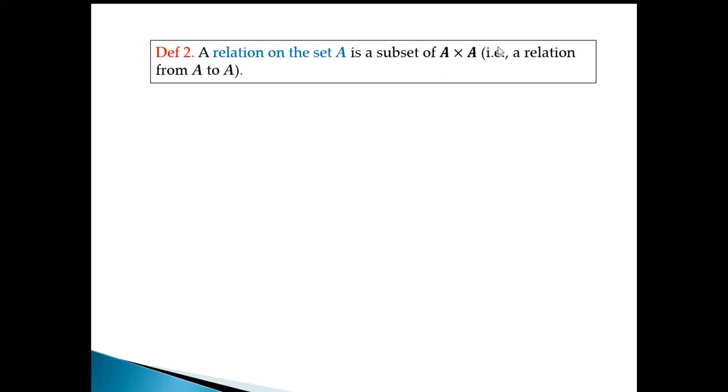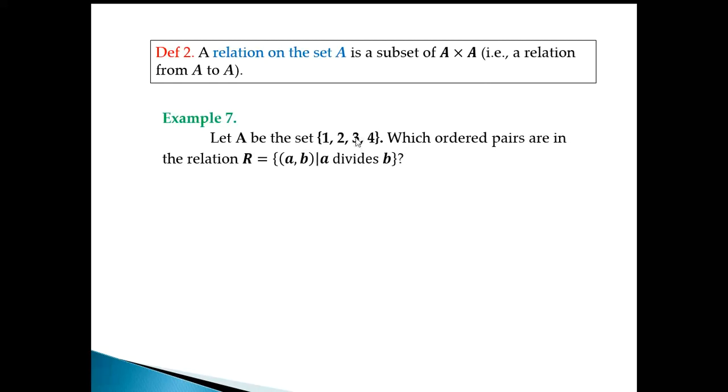Now the next definition: if we have only the set A, then a relation on the set A is a subset of A cross A. In that case we find the cross product A cross A. So let's take an example for this.